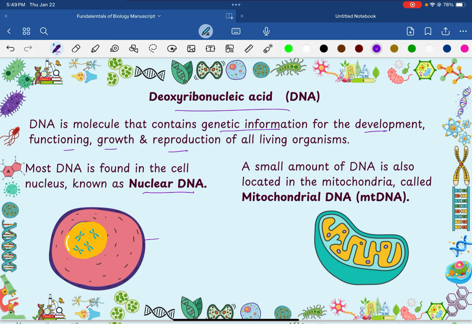Most DNA is found in the cell nucleus, known as nuclear DNA. So this is the cell and this is the nucleus. Inside the nucleus we have chromosomes, and in the chromosomes we have DNA. DNA, or deoxyribonucleic acid, is also found in the mitochondria. A small amount of DNA is located in the mitochondria, called mitochondrial DNA.